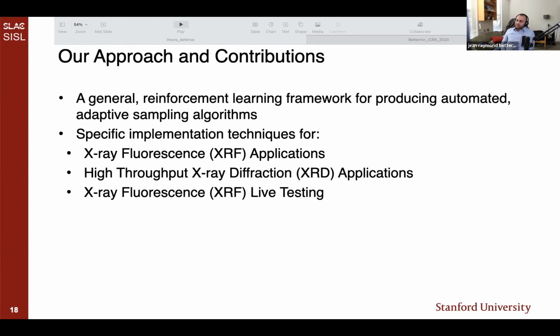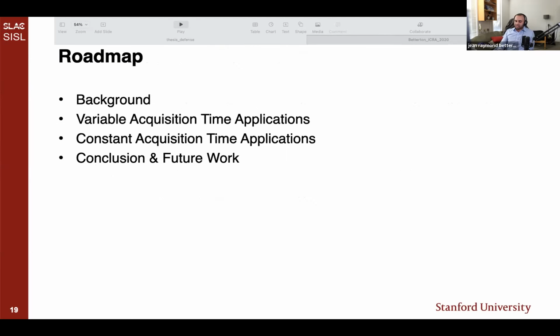So our approach and main contributions are as follows. We propose a general reinforcement learning framework for producing automated adaptive sampling algorithms, and we provide specific implementation techniques for these following applications: X-ray fluorescence, high throughput X-ray diffraction, and X-ray fluorescence again, but in the live testing scenario.